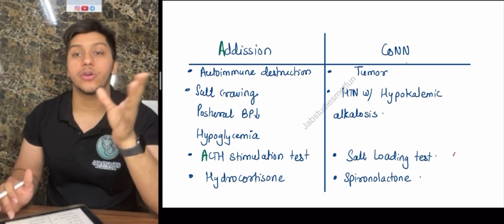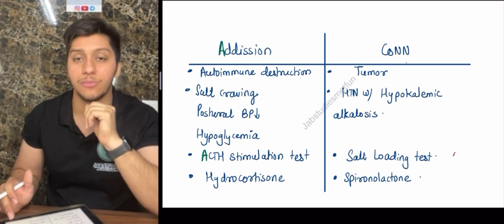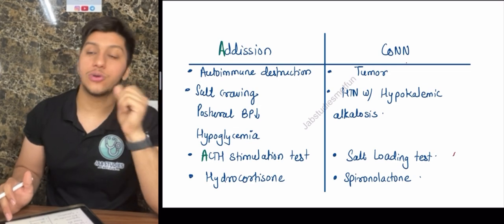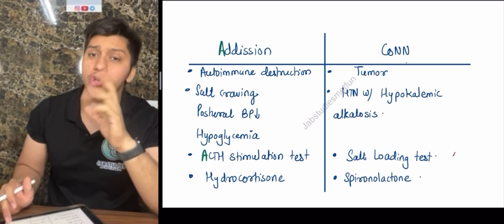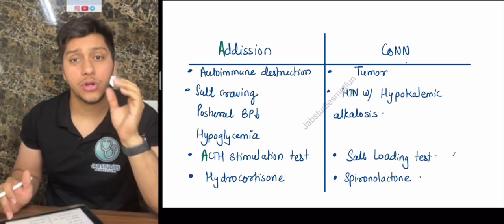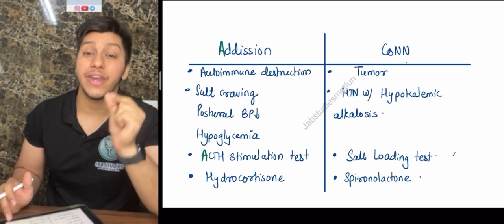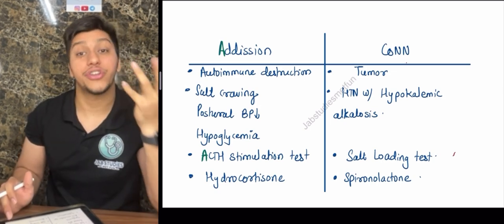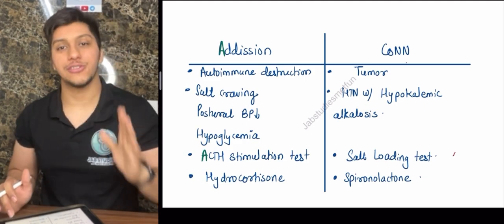In Addison's, the test which we are going to do is the ACTH stimulation test, also known as the cosyntropin test. In Conn's, the test is going to be a salt loading test. In Conn's, ultimately you have to do a surgery, but before that you have to control the blood pressure. For that you will give an aldosterone blocker that is known as spironolactone. In Addison's, the drug of choice is going to be hydrocortisone.